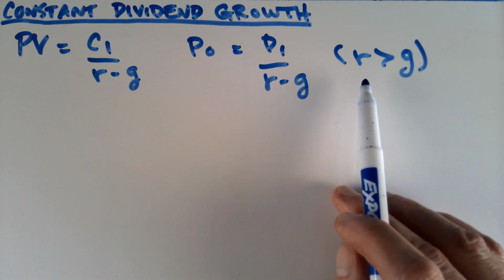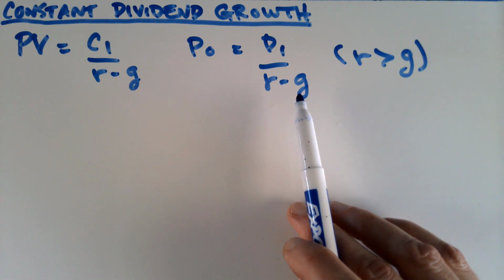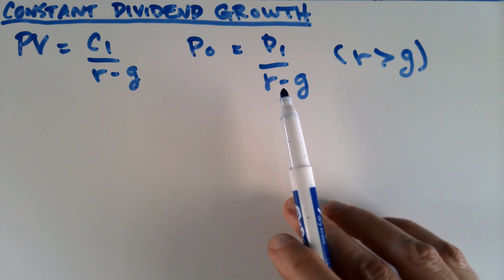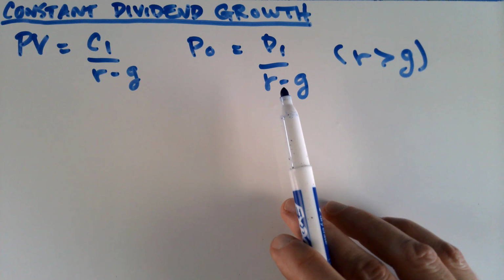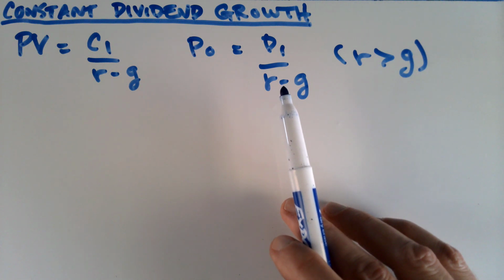If r were equal to g, the bottom would be 0. And if you ask a mathematician about dividing by 0, they will say it is undefined. If you ask an engineer about dividing by 0, they will say it is infinity. Either way, it's not good for pricing stocks.